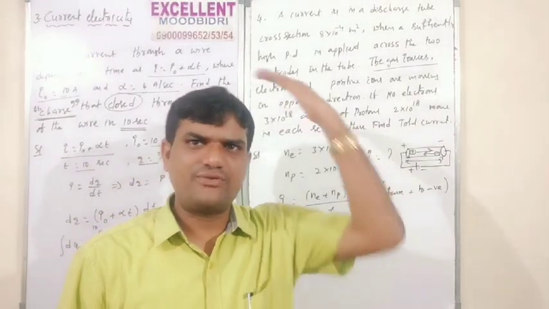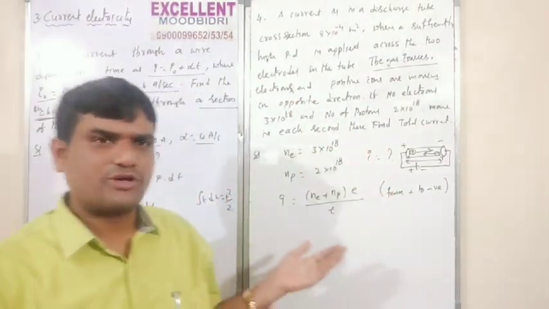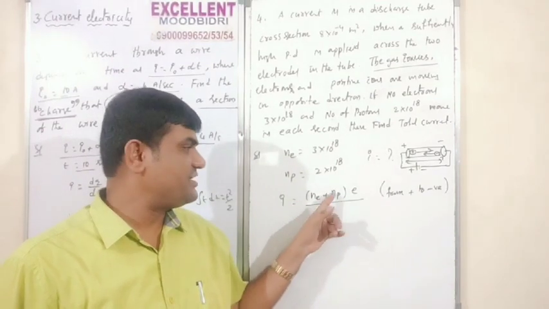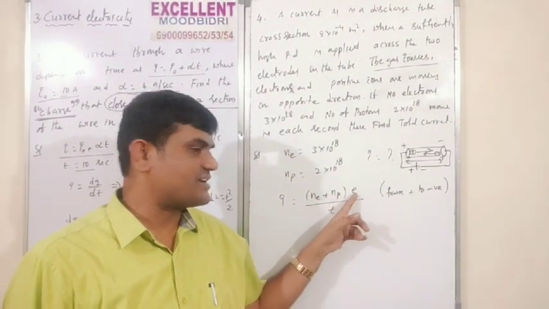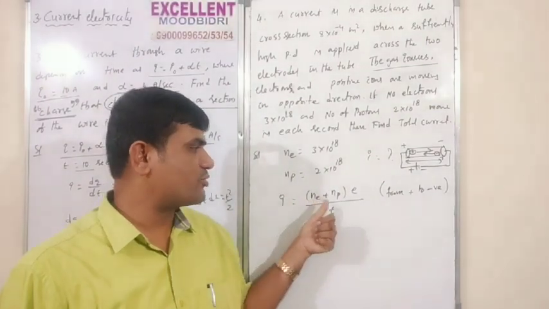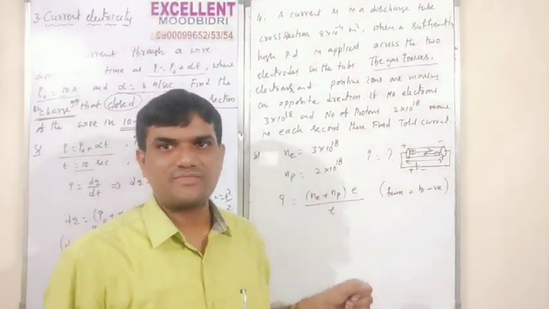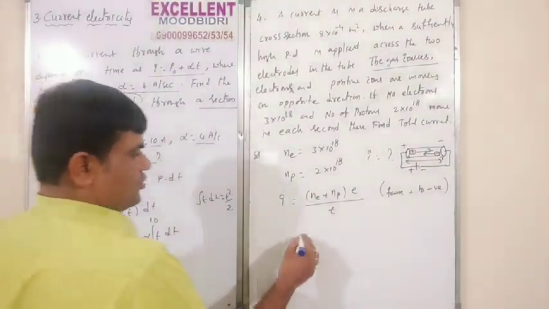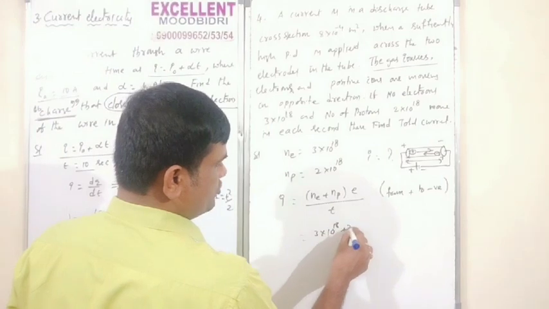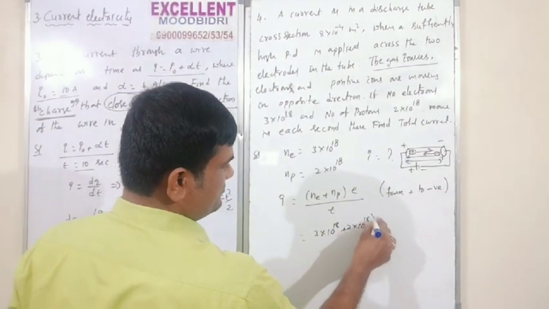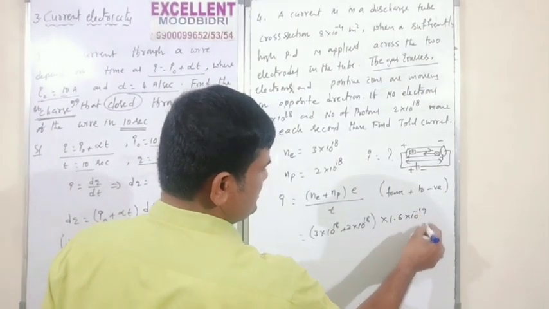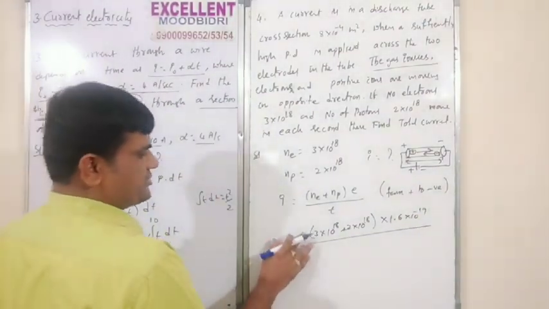You know I is equal to, so number of electrons plus number of protons, into the charge of each electron or proton, by T, Q by T. Correct? How many electrons are there? Ne. How many protons? Np. So Ne is equal to 3 into 10 power 18 plus 2 into 10 power 18, into 1.6 into 10 power minus 19, the charge of the electron. So T is how many seconds?